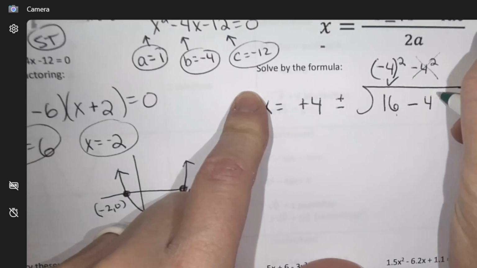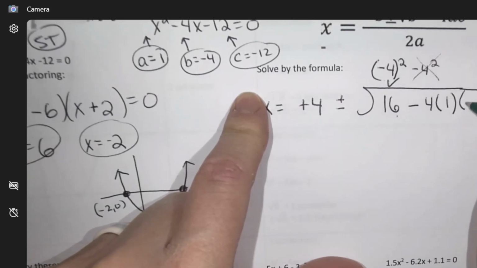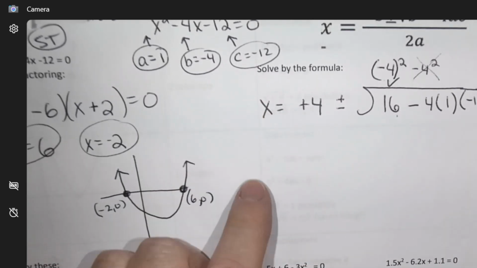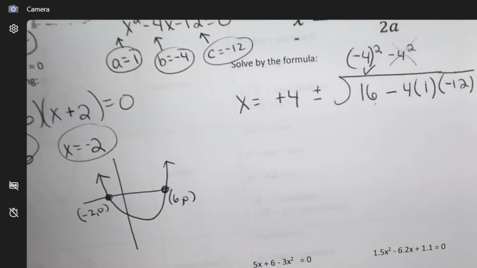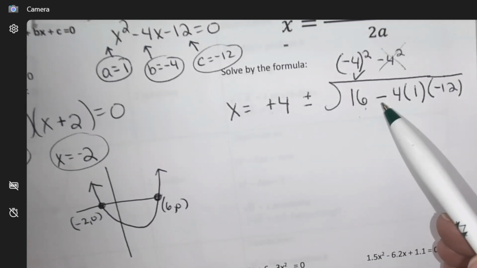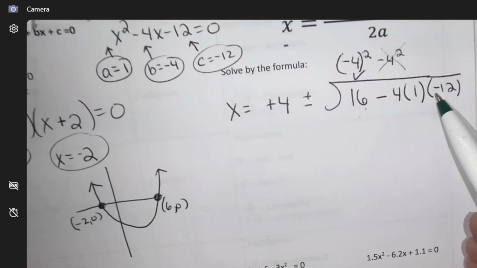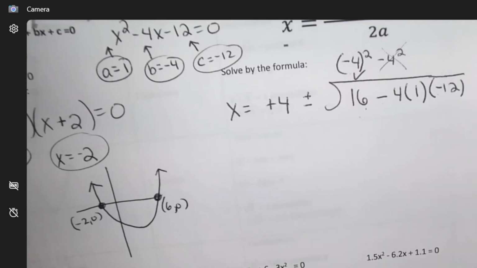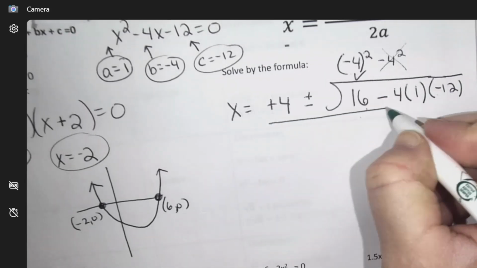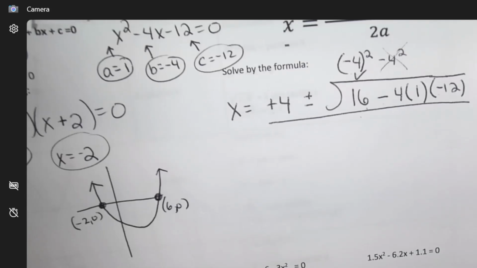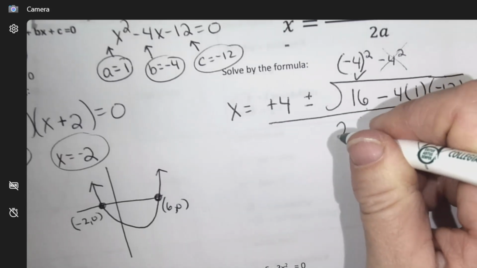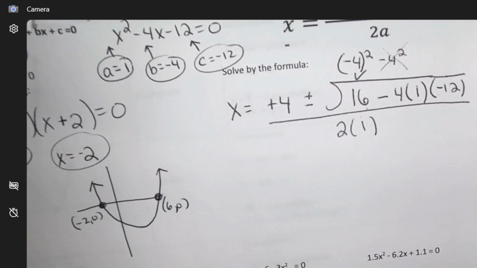Subtract 4 times A times C. B squared minus 4 times A times C. Good? All of that divided by 2 times A.